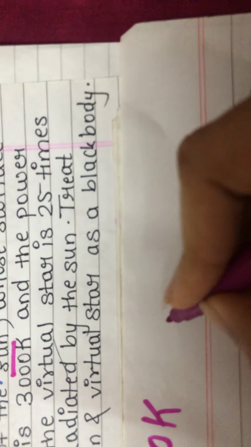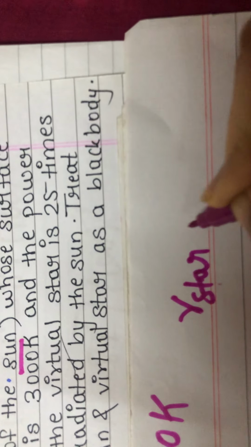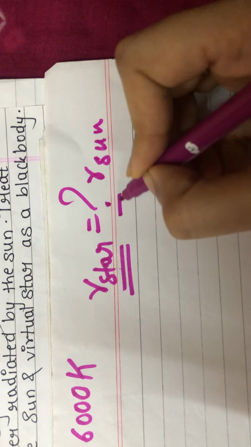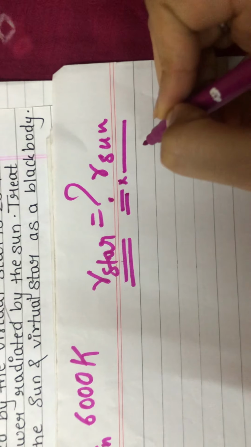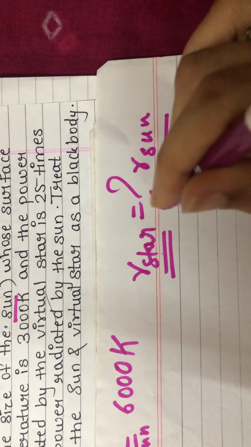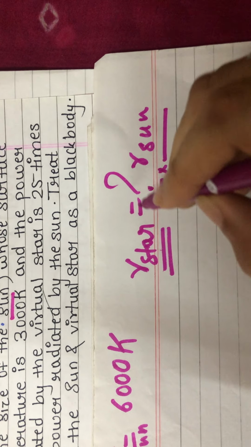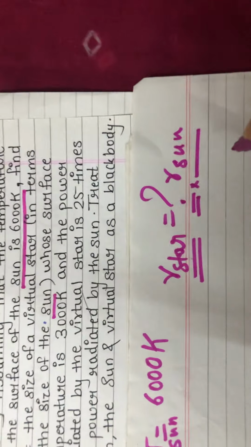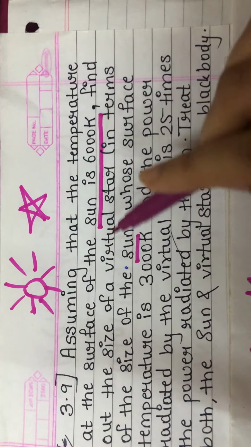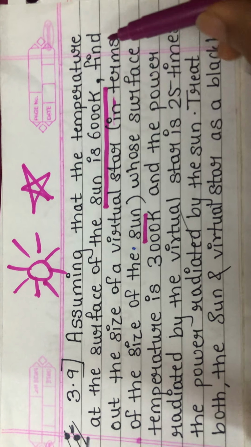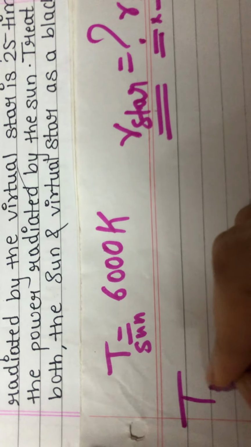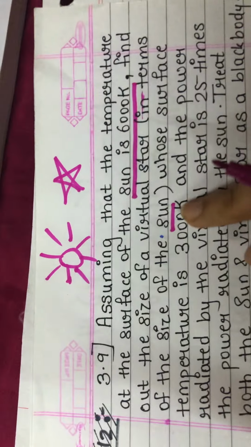Means they are talking about the size, that is nothing but the radius of star in terms of radius of sun. Means whatever radius of star you will obtain, that will have some number into radius of sun. The statement means radius of star, the size of star, should have some number and radius of sun in comparison. Now, if I don't read this bracket part, find out the size of the virtual star whose surface temperature, means the surface temperature of star is given to us, that is 3000 Kelvin.